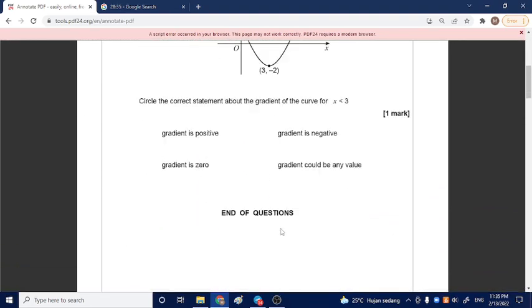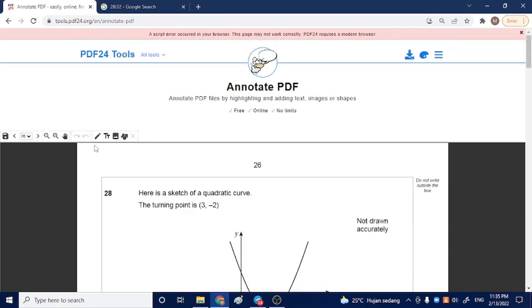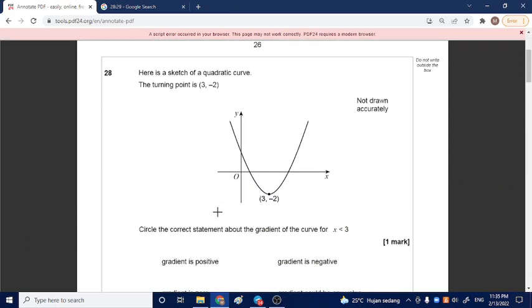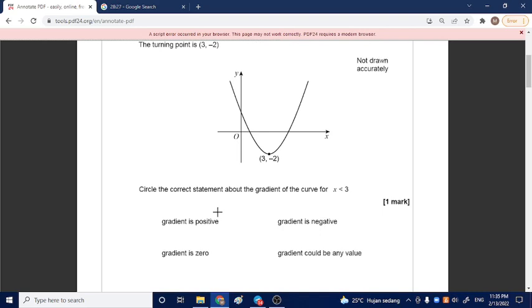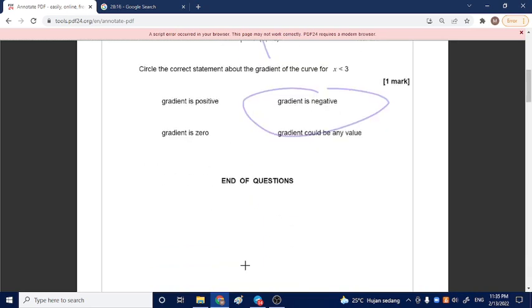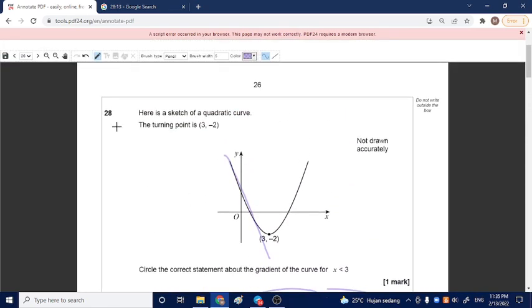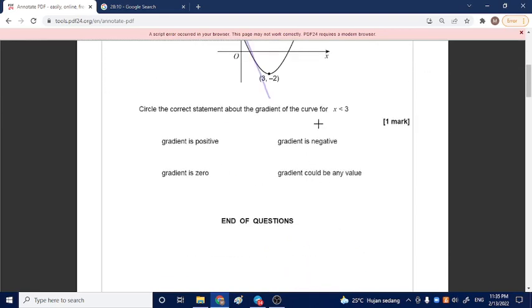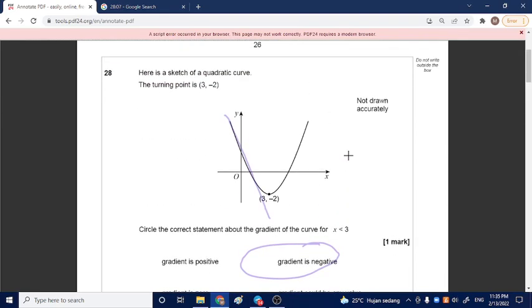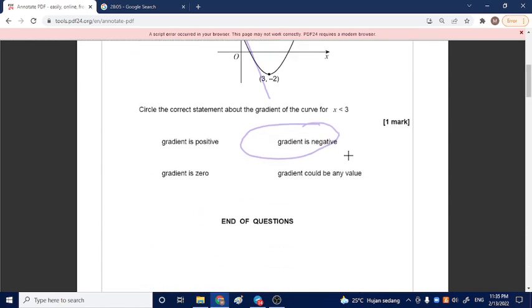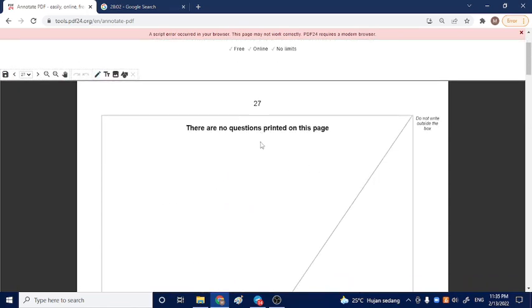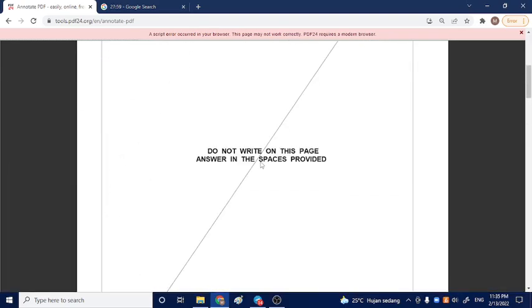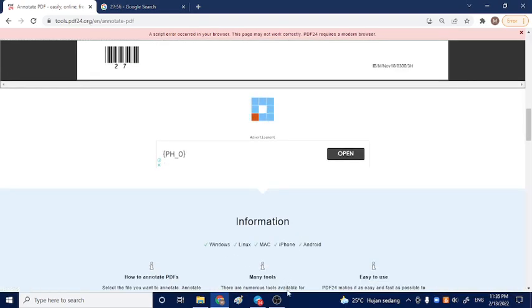Okay. End of questions. This is the last question. Here's a sketch of a quadratic. Gradient of the curve for x less than 3. Here, so the gradient is like this. Gradient is negative. I mean, is this a joke question? Is this a joke question? I am not sure. Gradient is negative. Okay. End of paper. Yay! Save PDF.